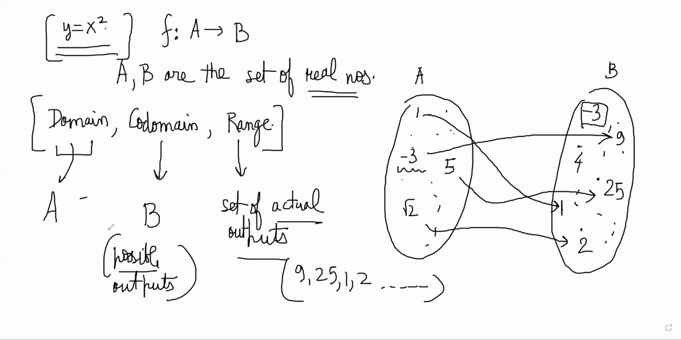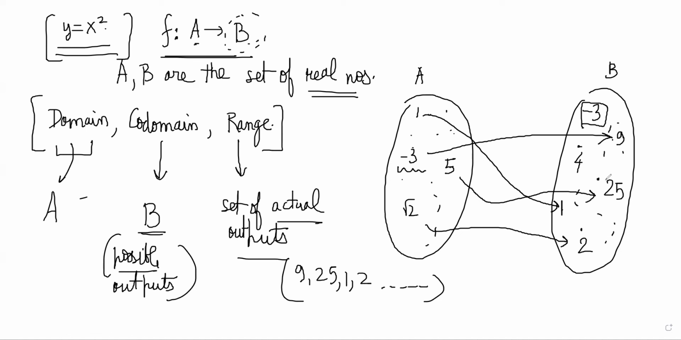But the B set had minus 3 also, no? B set is the set of all possible outputs, whereas range is the set of the actual outputs. So minus 3 is not an actual output. I'm saying that f from A to B is defined between these two sets. There might be elements in this set which are not actual outputs. Don't worry about the word so much. The meaning should be clear. You don't have to fix on the possible or actual. What I'm saying is B set is a larger set. Actual outputs are a small part of it.